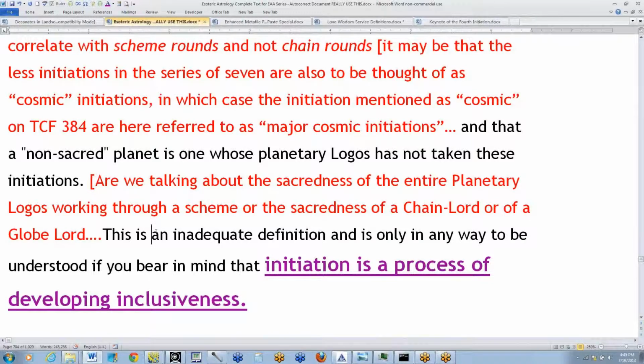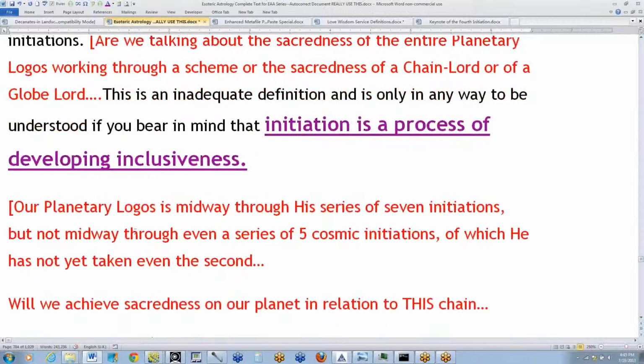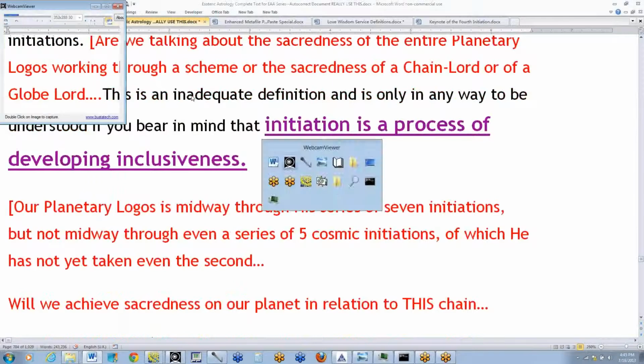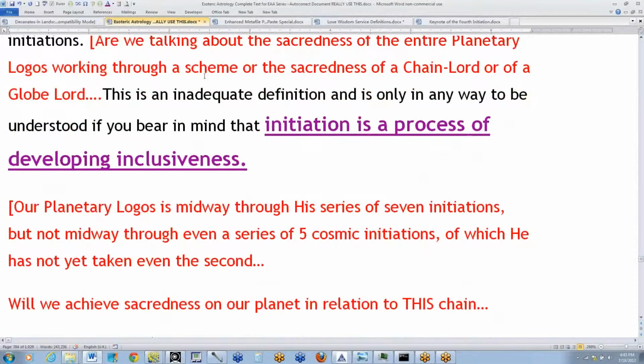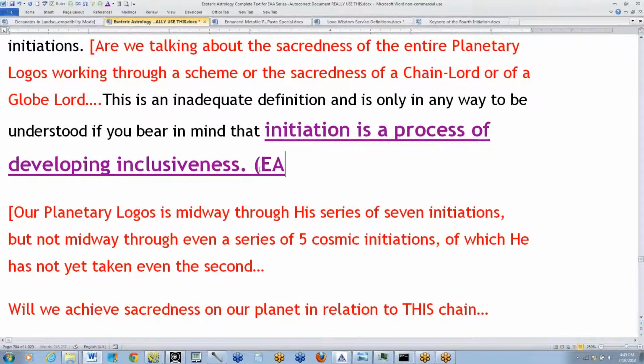So I suppose that the Planetary Logos, as he takes the higher initiations, is in the process of developing inclusiveness. He is more interactive with the other planetary logoi and may have his consciousness extend beyond the ring-pass-not of our planet and of our solar system even. Esoteric Astrology, 503.